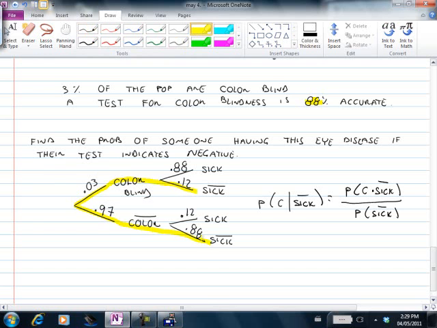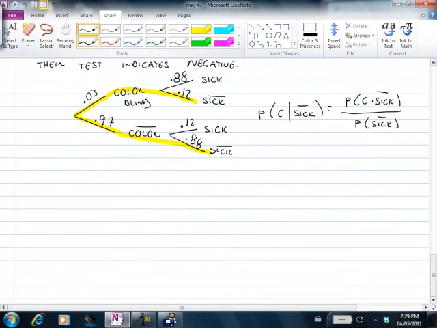And all I'm going to do is plug in the formula. That's it. Keep it simple. So you go 0.03. This is the bottom. I'm going to start with the bottom first. Times 0.12 plus 0.97 times 0.88. Why? Because would you agree I can have the top pathway or the bottom pathway? It's an or statement. Or, yep.